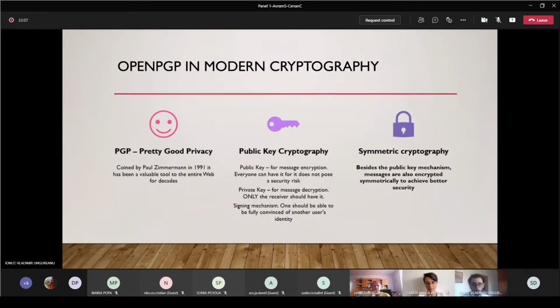Moving on, before I talk to you about my proposed approach, I want to talk to you about OpenPGP. I'm going to make a strong assumption that the audience is aware of how public key cryptography and the mechanism with public key, private key, and signing works. As such, I'm just going to tell you that OpenPGP is a hybrid system using public key cryptography and symmetric cryptography, and that it has been around for decades, and it has been used in electronic mail mainly.